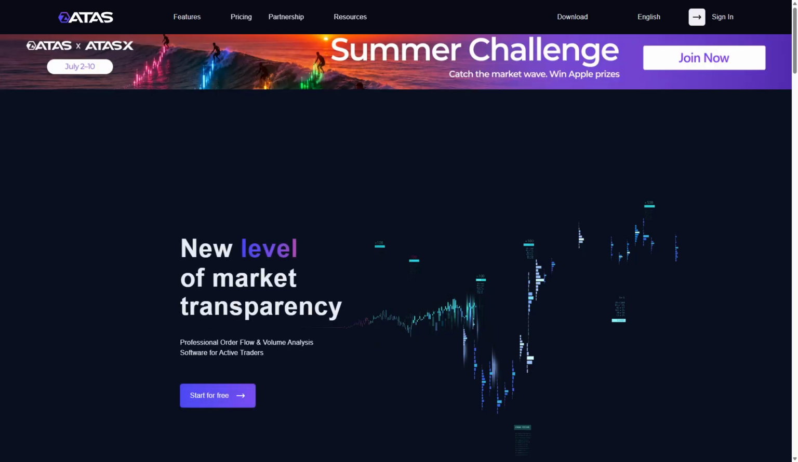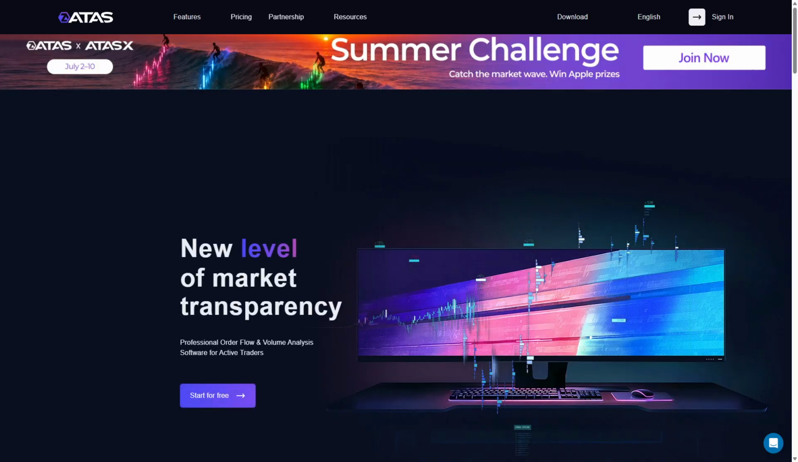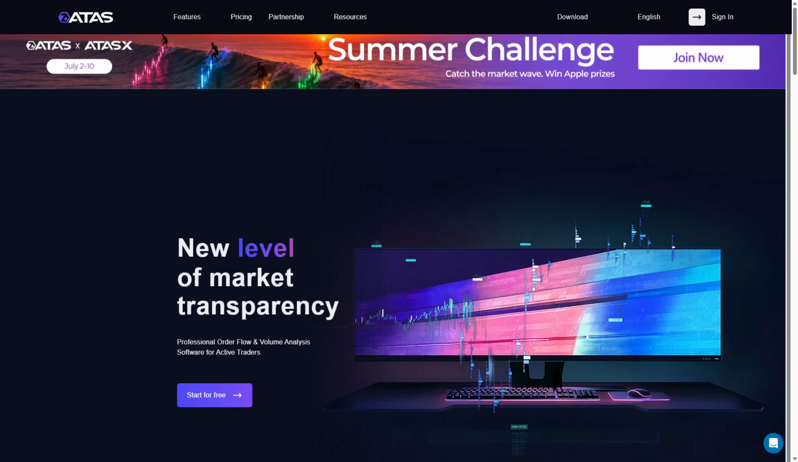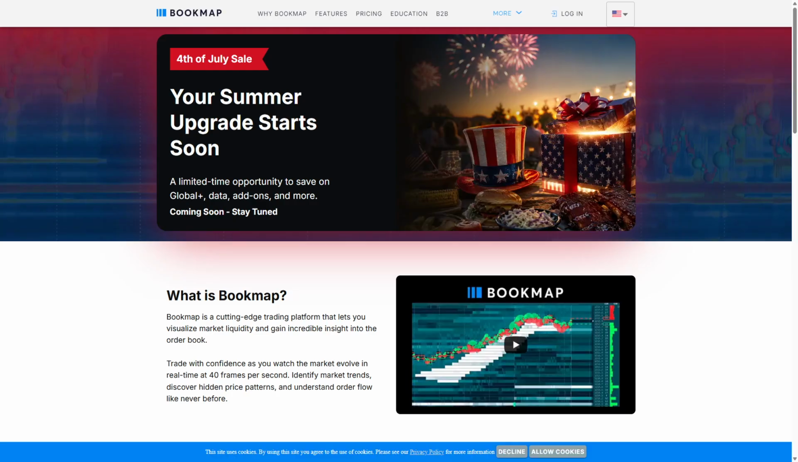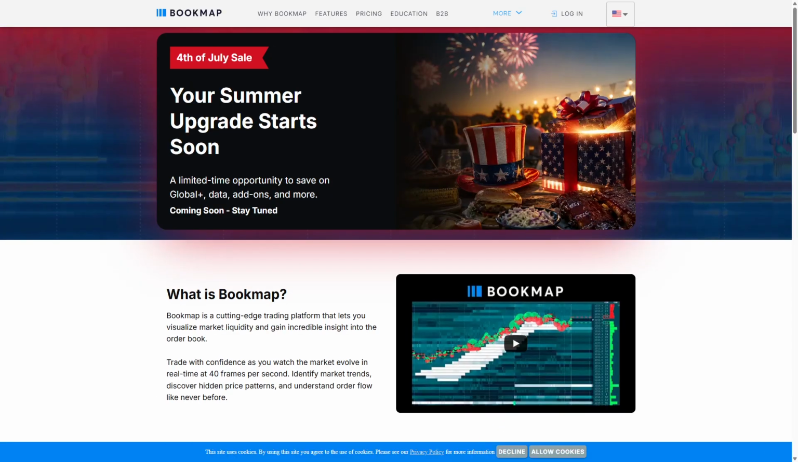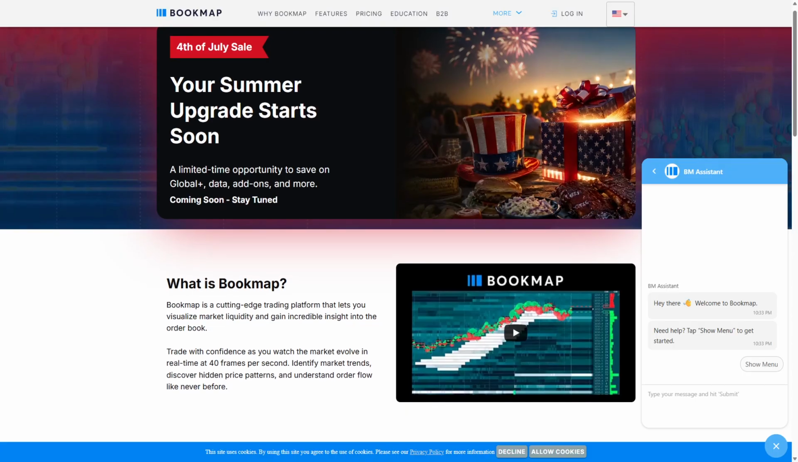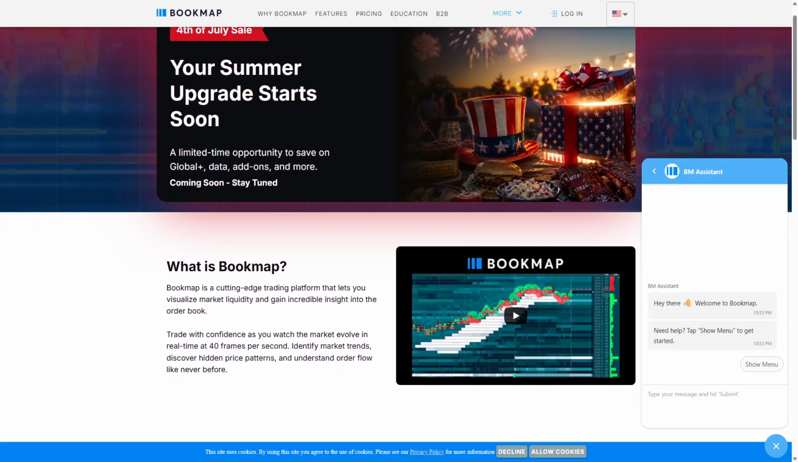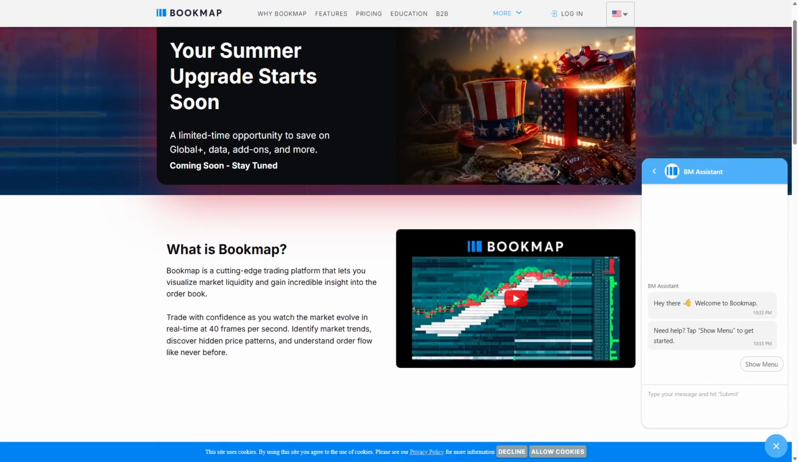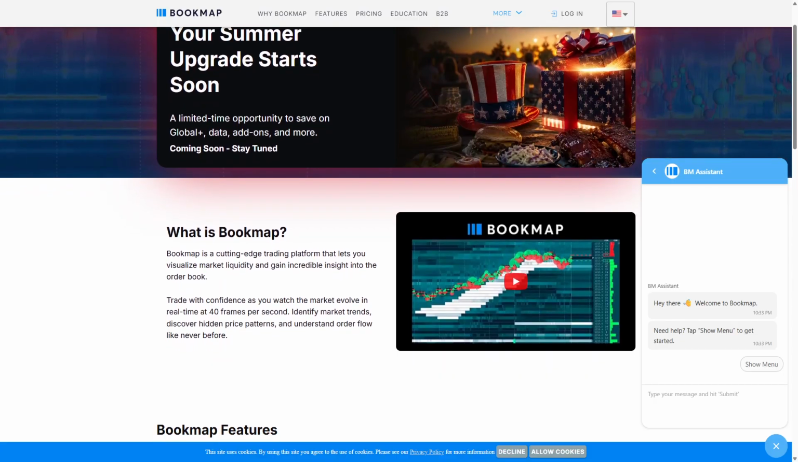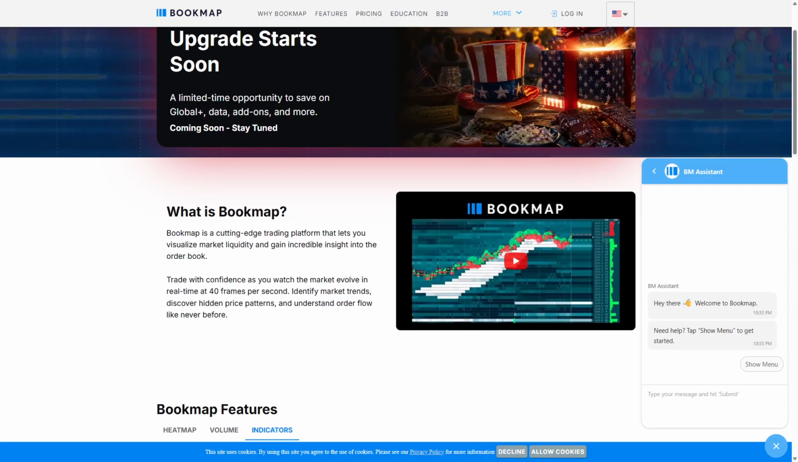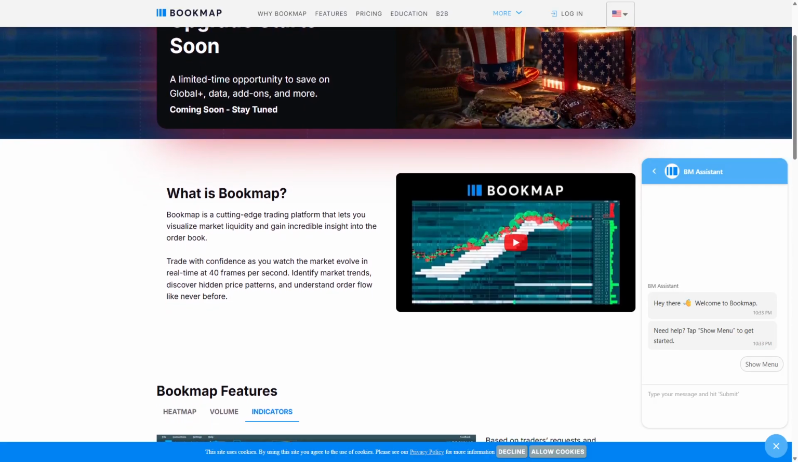The core difference lies in their visualization approach. Bookmap focuses on a heat map style depth chart, while ATAS emphasizes detailed footprint charts and volume analytics. Bookmap is an advanced order flow platform that visualizes market liquidity through a dynamic heat map. It displays real-time order book data with color-coded liquidity levels, showing where large orders accumulate and how they evolve.